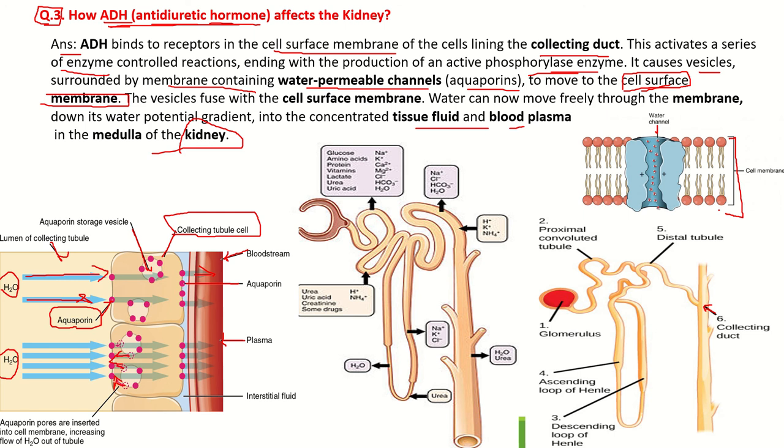So the secretion of ADH, this is the ADH hormone, the antidiuretic hormone, causes increased reabsorption of water into the blood. So what happens? The volume of urine, which flows from the kidney into the bladder, will be smaller, and the urine will be more concentrated.